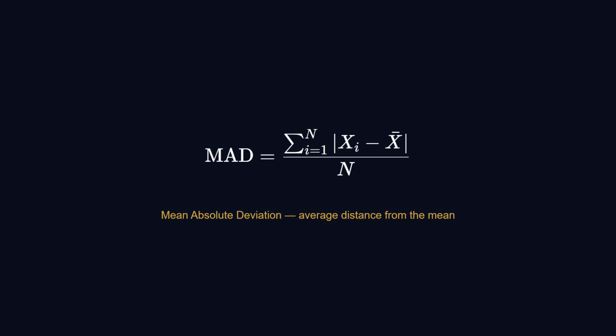The key phrase is absolute value. Without it, the positive deviations and negative deviations would sum to 0 every single time. That is mathematically guaranteed. So MAD forces them all positive before averaging. MAD is intuitive. It literally answers the question, on average, how far is each observation from the mean?